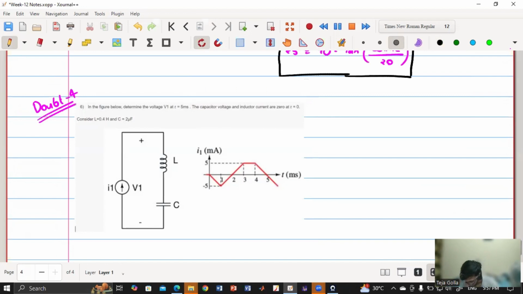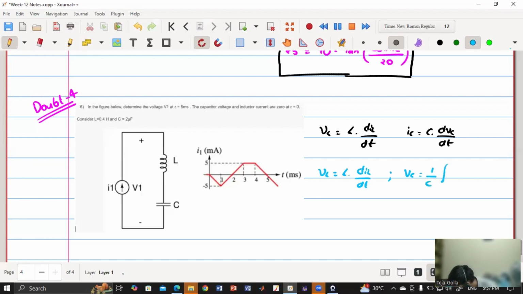In the figure below, determine the voltage V1 at t equal to 5 milliseconds. The capacitor voltage and inductor current are 0 at t equals to 0. So they're asking what is the value of V1. Okay. So what is VL? VL is equal to L into dIL by dt. And IC is equal to C into dVC by dt. So I will find VL, which is L into dIL by dt. And then I will find VC, which is 1 by C integration IC into dt.